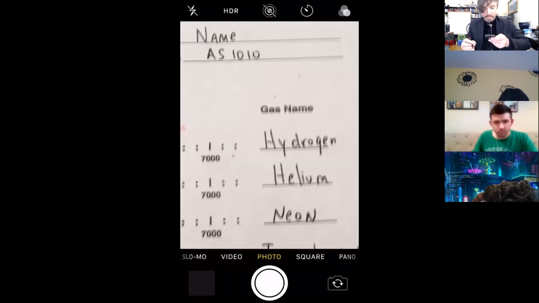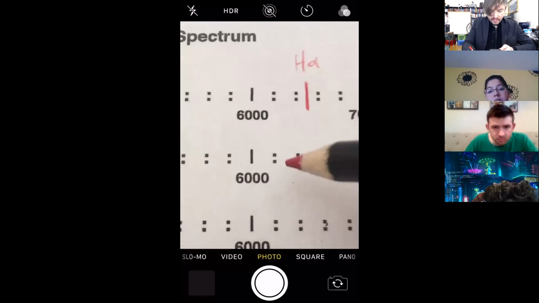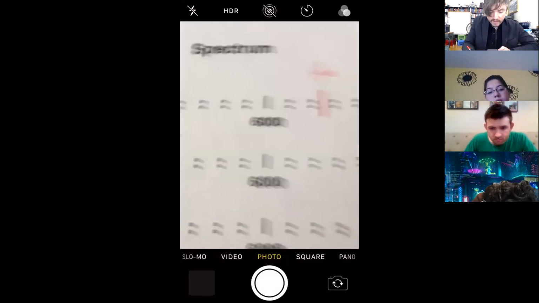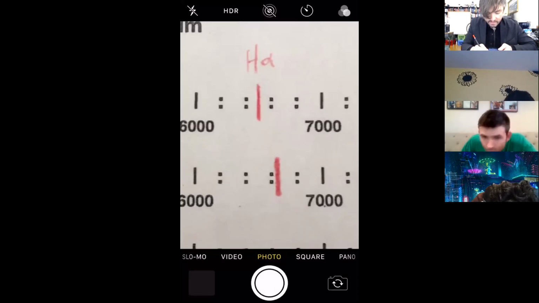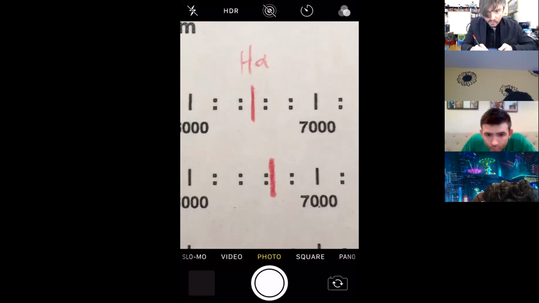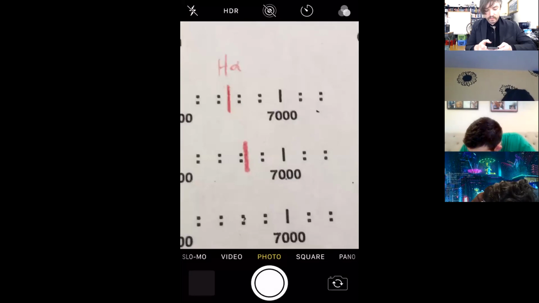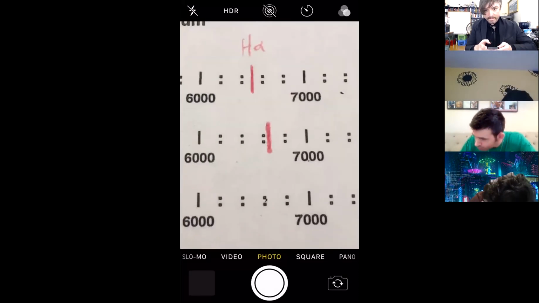So here's helium. 62, 64, and there's 66. We'll go a little bit past it. Notice it's not quite the same as hydrogen alpha. It's at a different wavelength and a different energy. You know what I mean?